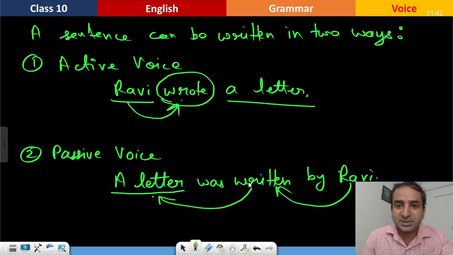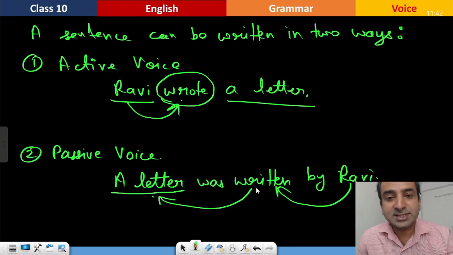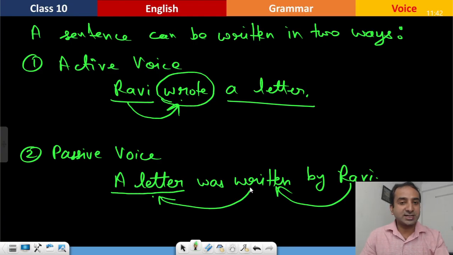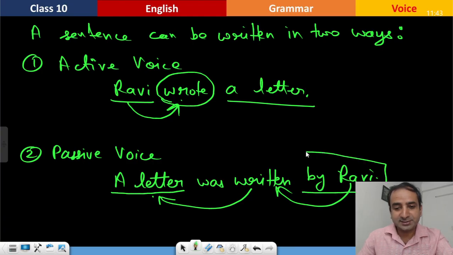So this is what happens in passive voice. In passive voice, subject is not doer, subject is receiver of the action. And why do we use passive voice? Passive voice is used when the doer of the action is not very important, or we want to emphasize on the verb rather than the subject. So what is happening here? A letter was written. The task has been done. We just want to tell the task has been done. Who did? It is not important. But still, if we want to add, we can add at the end by Ravi. Is that clear?